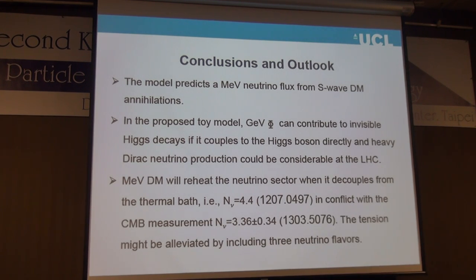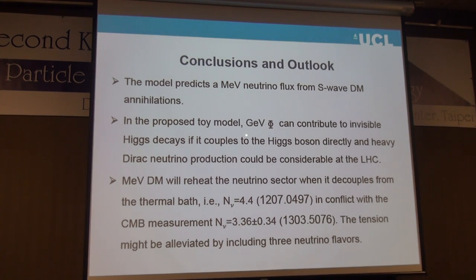And as an outlook, I would like to point out some possible signatures for this model, and also some tensions. This model actually predicts an MeV neutrino flux from the s-wave dark matter annihilations, which could be detected from, like, Super-Kamiokande, SNO, Borexino signals, etc. This kind of neutrino experiment.